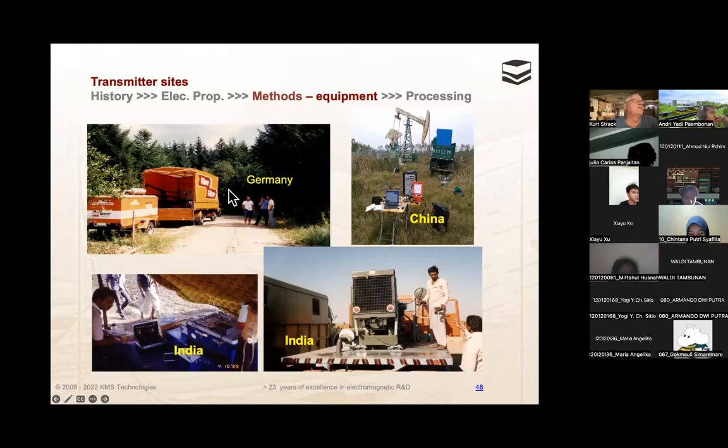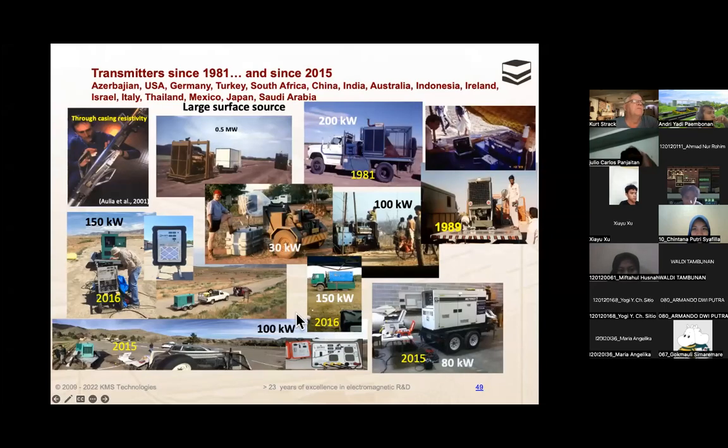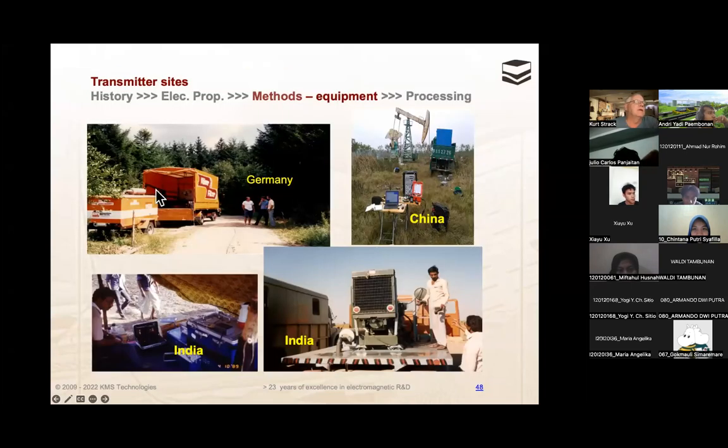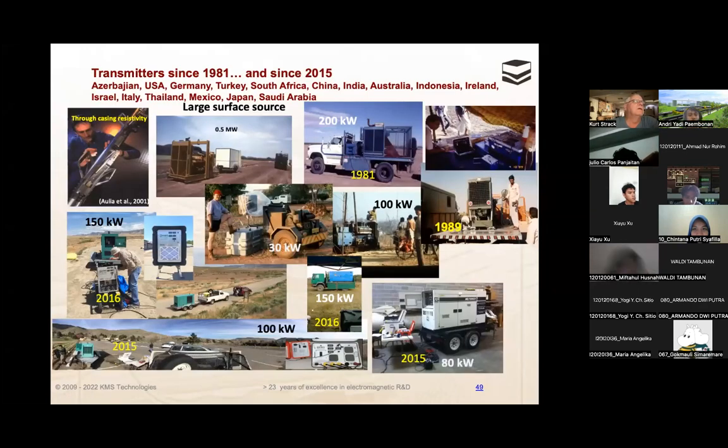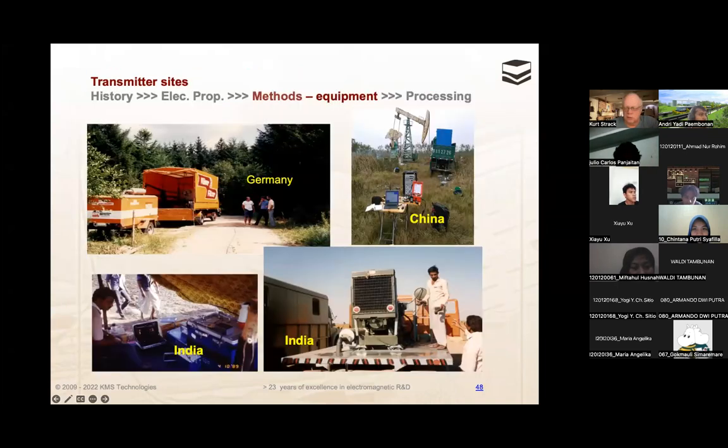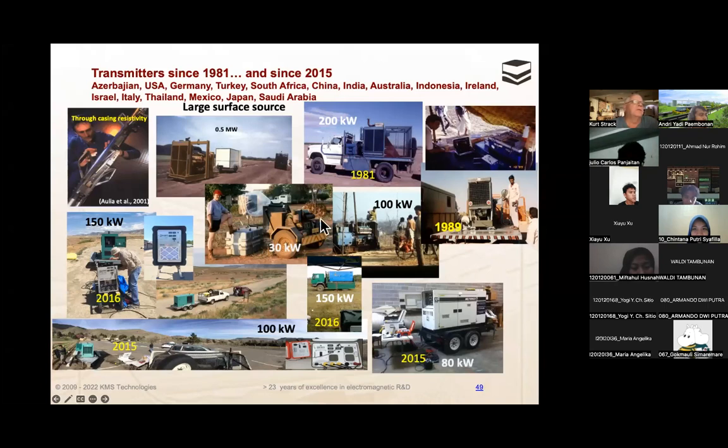These are some transmitter sites from Germany in the 1980s, from China. Chayu actually took this picture. India. These are more transmitter sites. This is a borehole transmitter from Schlumberger. This is a 0.5 megawatt transmitter from Arizona, 1981, 200 kilowatt, 100 kilowatt, 100 kilowatt, 30 kilowatt, and these are 150 kilowatt.